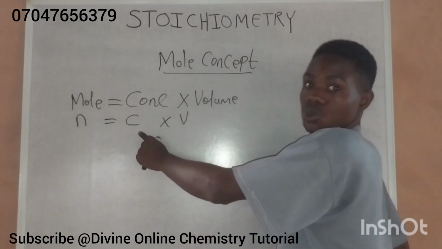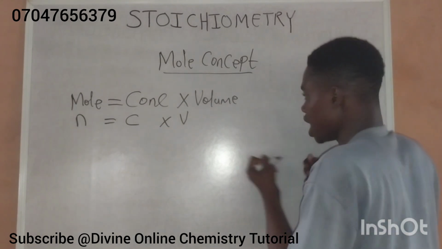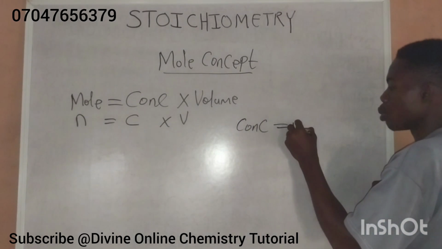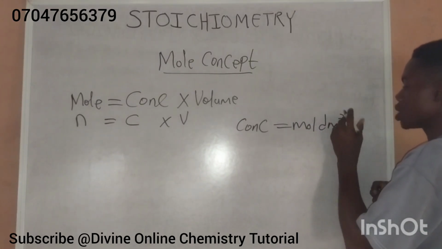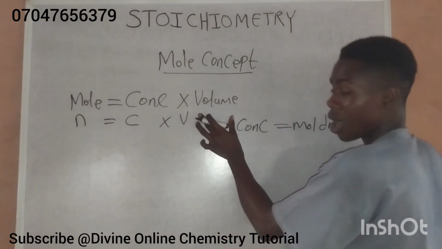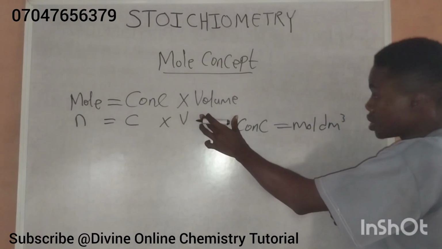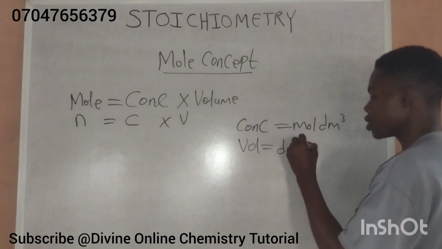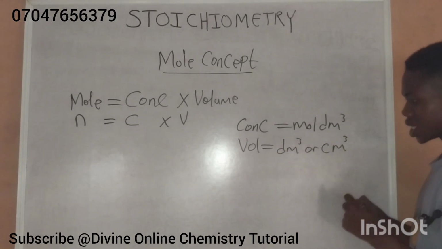While C here is the concentration, and the unit of concentration is mole per dm cube. So concentration is equal to mole per dm cube. This is the unit for concentration. For volume, I gave the unit before. The unit for volume can be dm cube or cm cube. So please take note of this.